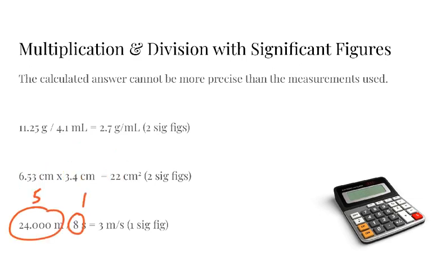And finally, when we divide 24.000 meters with 5 significant figures, by 8 seconds with one significant figure, our answer is limited by that 8-second measurement, which only had one significant figure. Therefore, our answer can only have one significant figure. So our answer is 3 meters per second.